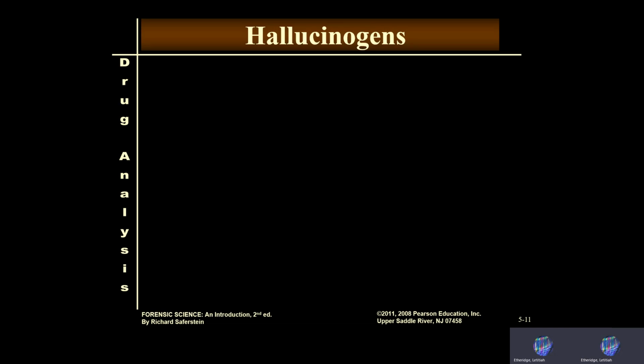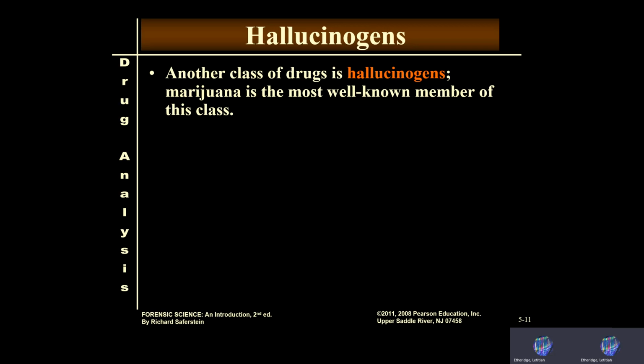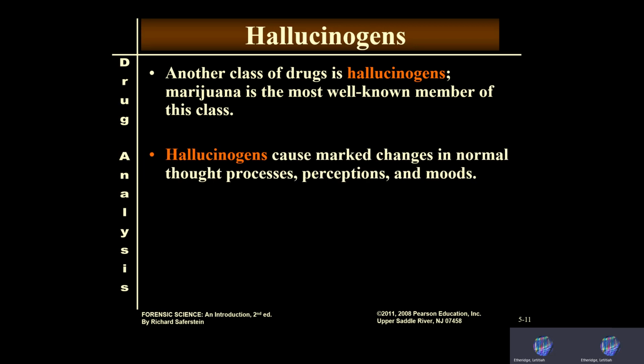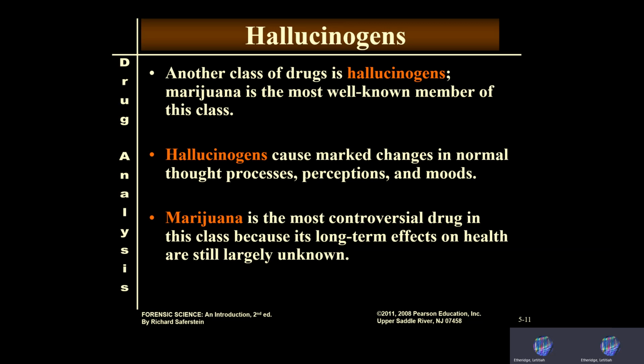Okay, let's move on to the hallucinogens. When we talk about the most, I shouldn't say popular, but the most well-known is going to be marijuana. They basically are going to cause marked changes in our normal thought process, perceptions, and moods. They can affect all sorts of different systems in the body.